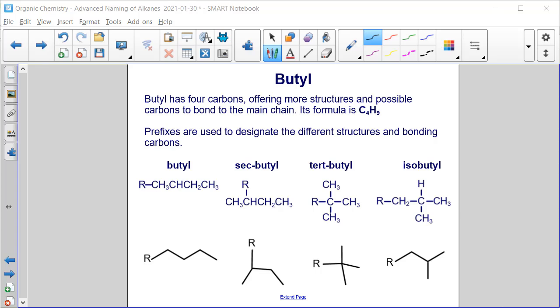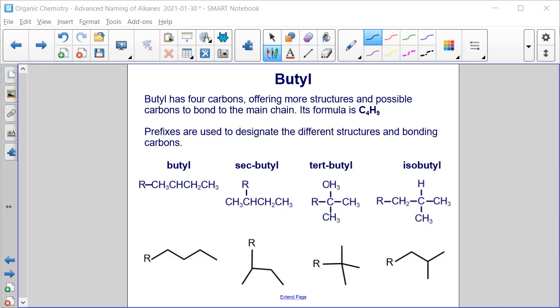Butyl has 4 carbons. Because of that, there are more structures and possible carbons to bond to the main chain. The formula for a butyl group is C4H9. Prefixes are used to designate the different structures and bonding carbons. So if we're going to call it butyl, that is a primary carbon, where the first carbon for the butyl group is bonded to the chain and then only bonded to one other carbon. If it's bonded to the chain and 2 other carbons, so here's the chain and 2 other carbons, we call that sec-butyl.